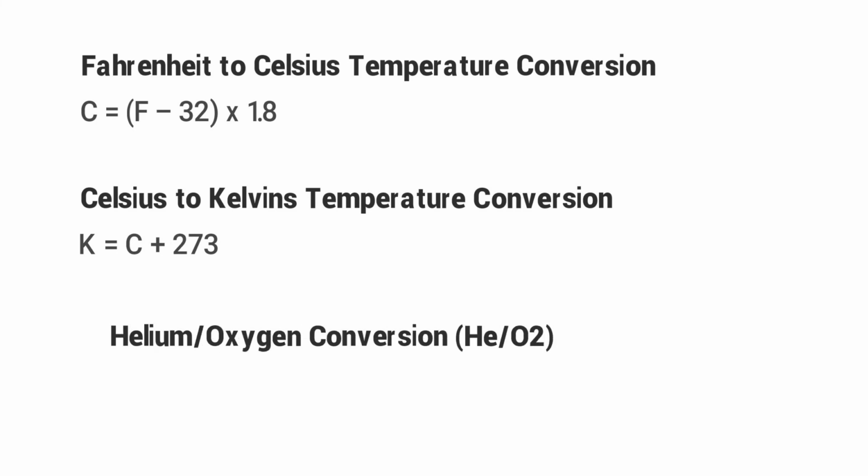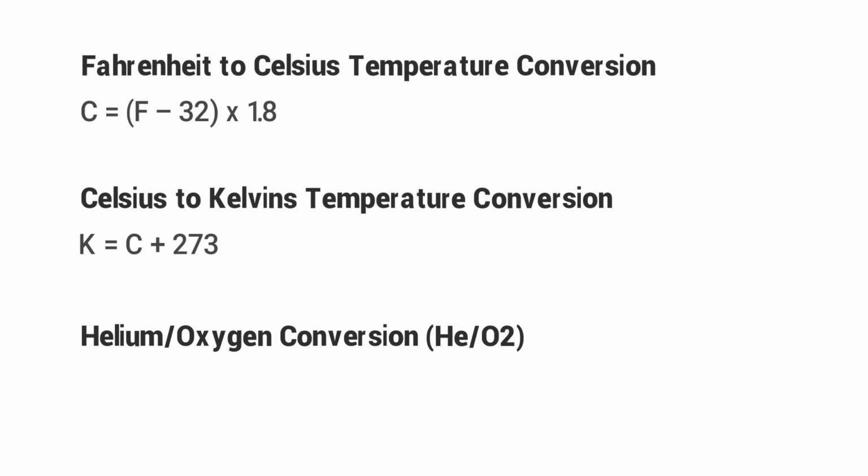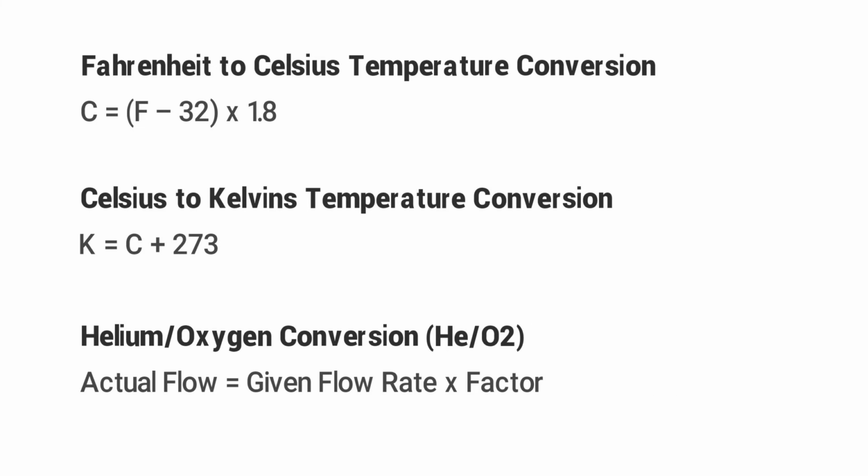Helium to oxygen conversion, also known as heliox. To calculate the actual flow that is being delivered, you would say the given flow rate times the factor. And just a reminder, if there's an 80 to 20 heliox mixture, the factor would be 1.8. If there's a 70 to 30 heliox mixture, the factor would be 1.6. But we'll cover all this stuff in another video.